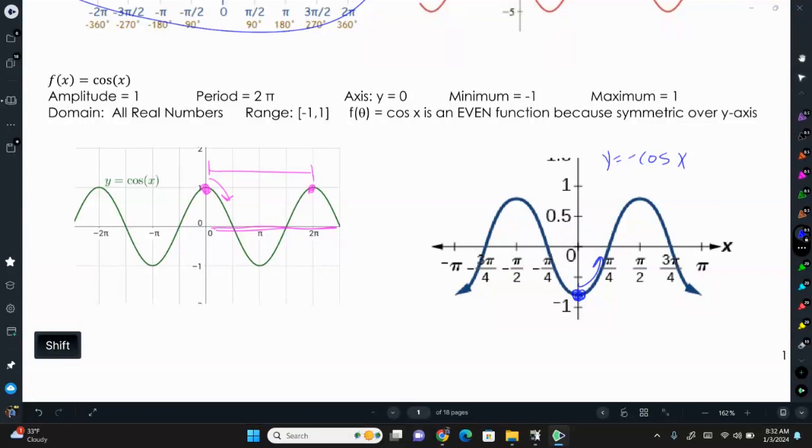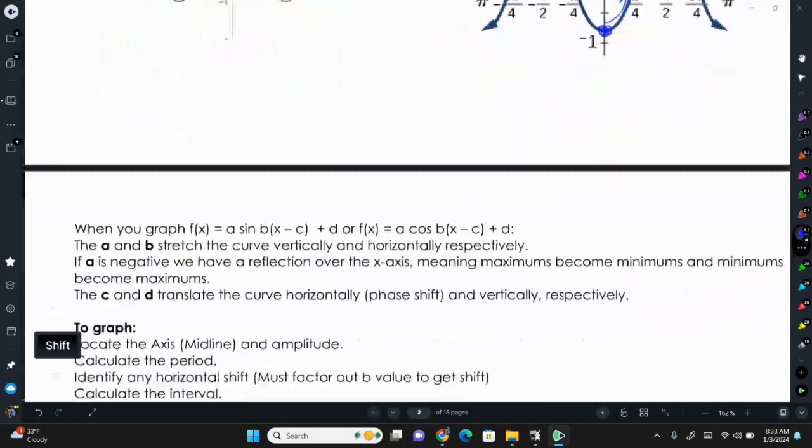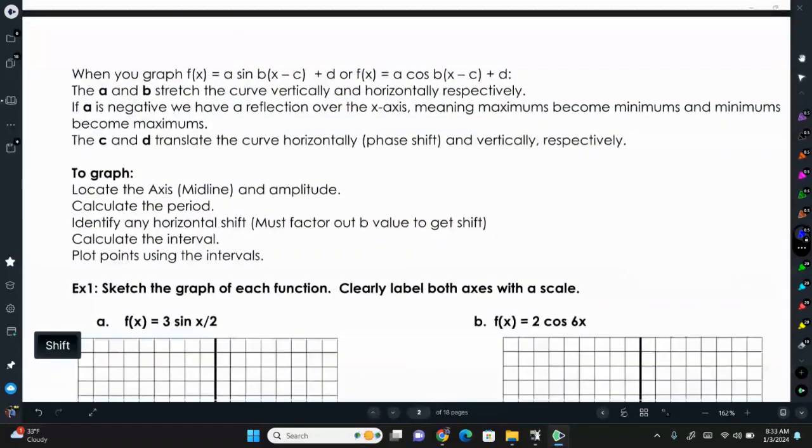So cosine doesn't start at the midline, it starts at either the maximum or minimum depending on if we have a positive or negative cosine. Now on the next page, we're going to graph these, and you can see how A, B, C, and D are evident in these functions.